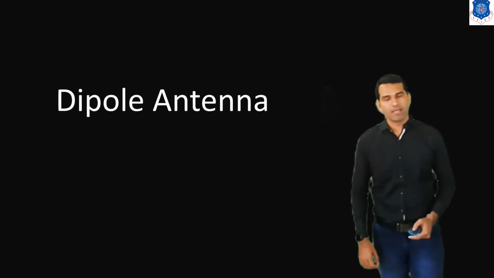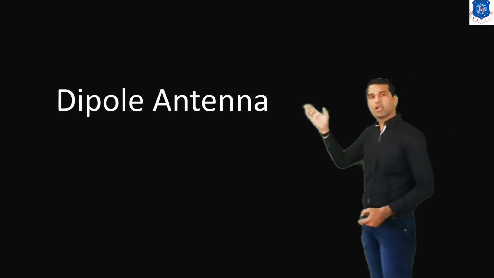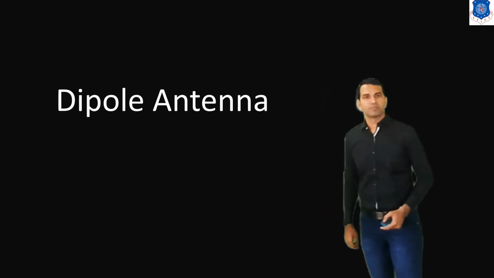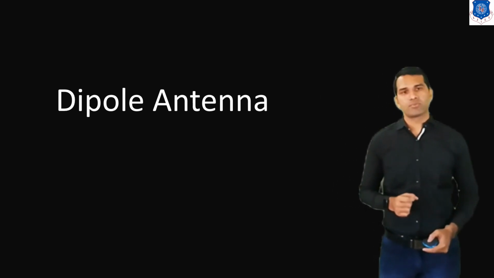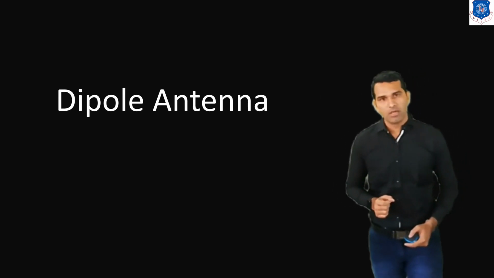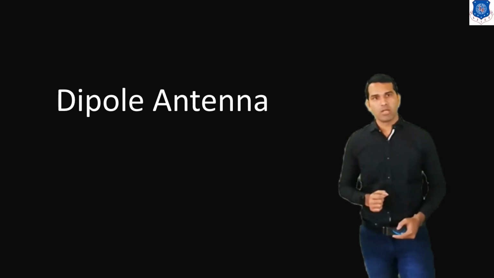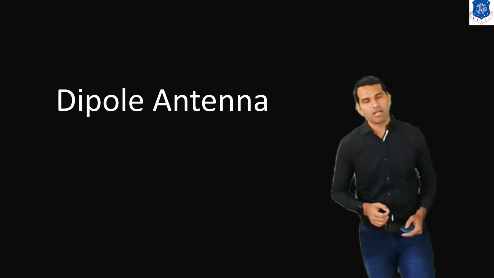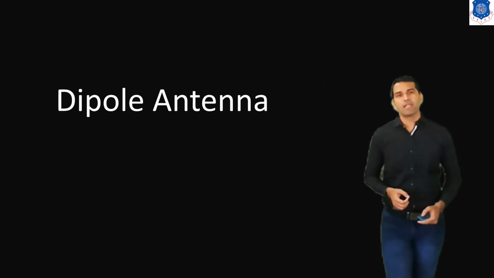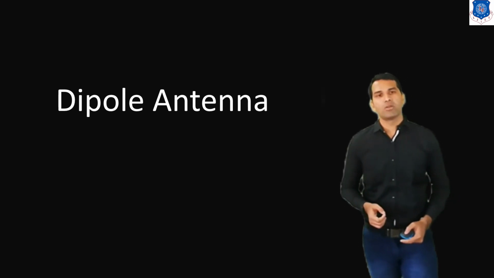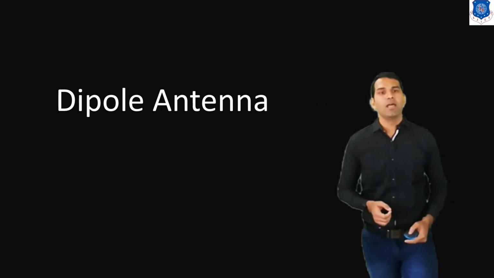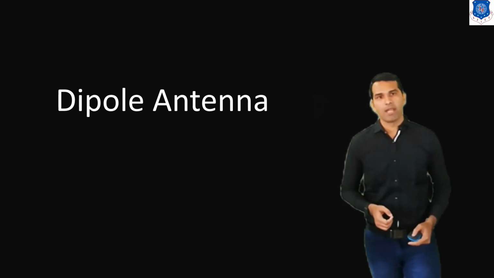So in this lecture we discussed the dipole antenna. In the next lecture we will learn about the different types of dipole antenna. First we learn about the oscillating dipole, which is nothing but the Hertzian dipole. Then we learn about the small dipole antenna, then the monopole antenna, and last the half wave, that is the lambda by 2 antenna or half wave dipole antenna.